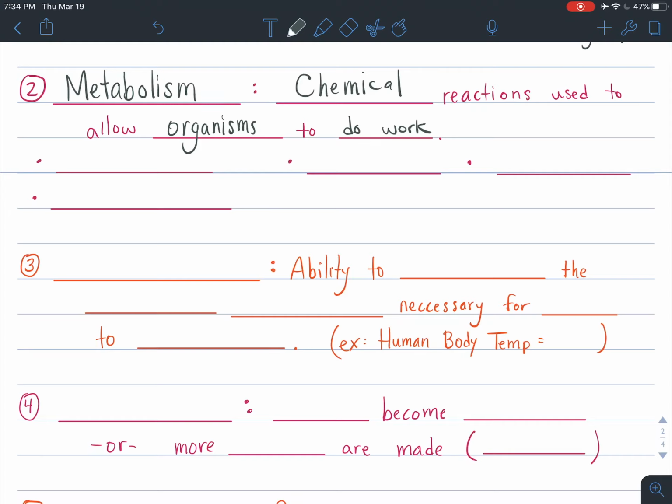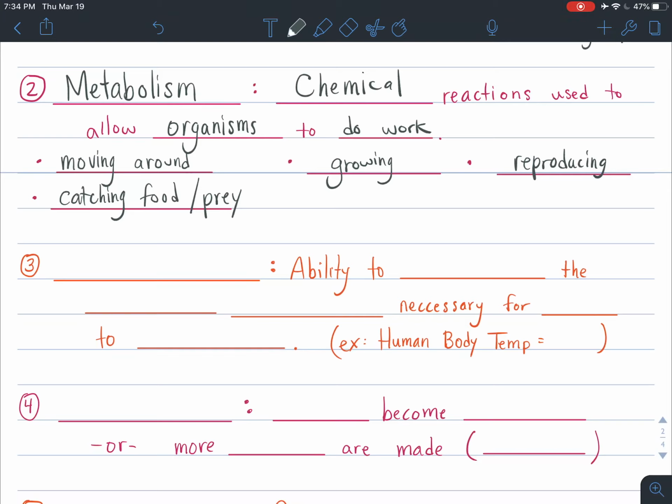Now, when we say do work for different organisms, it can mean a lot of different stuff. These are things like just being able to, for example, move around. So we could say the doing work part is moving around. It can also mean growing or reproducing. Or it could even mean catching food or gaining food or catching prey.